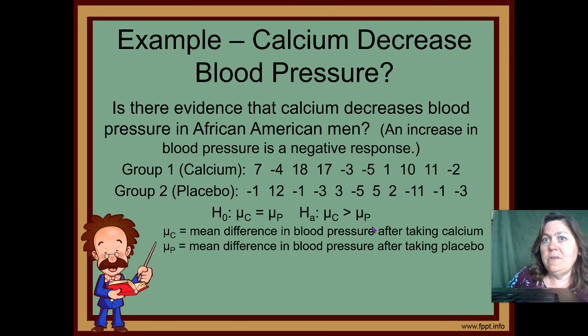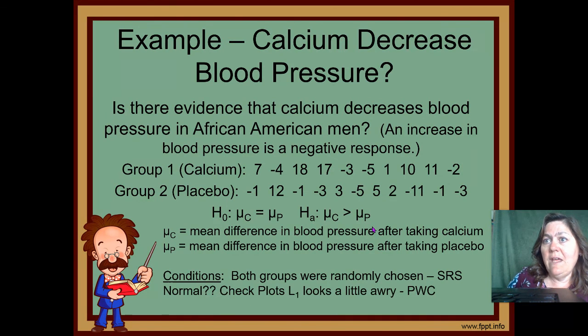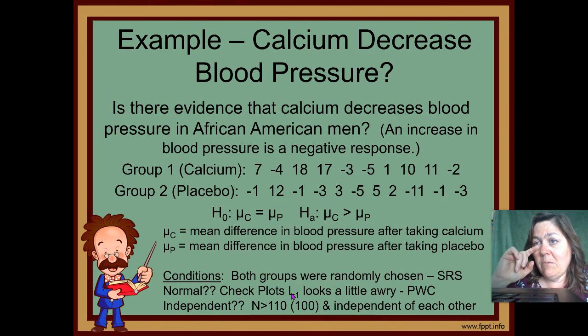Making sure to note our parameters here, so that we have our identification clear, and then checking our conditions. You didn't have the data here, but I'm just telling you both were SRS. Notice I said both were. We have to talk about both. If normal, when you put this data into your calculator and check your plots, they look a little wonky. So I would not say these are fairly linear. We're going to proceed with caution on that one. And then remember, you're independent.